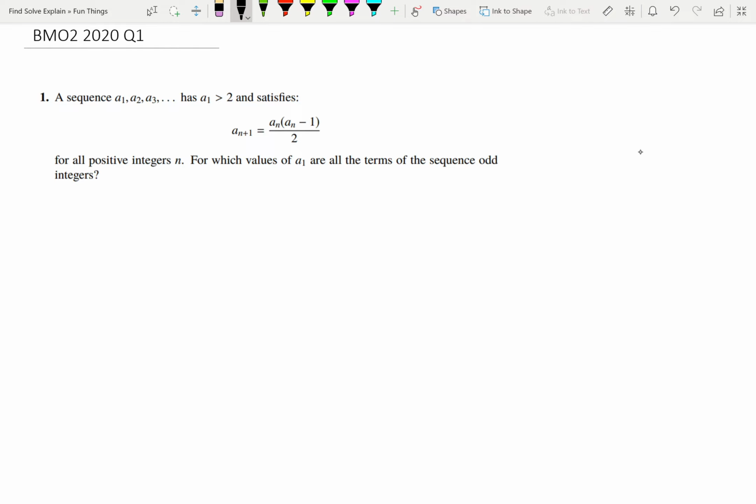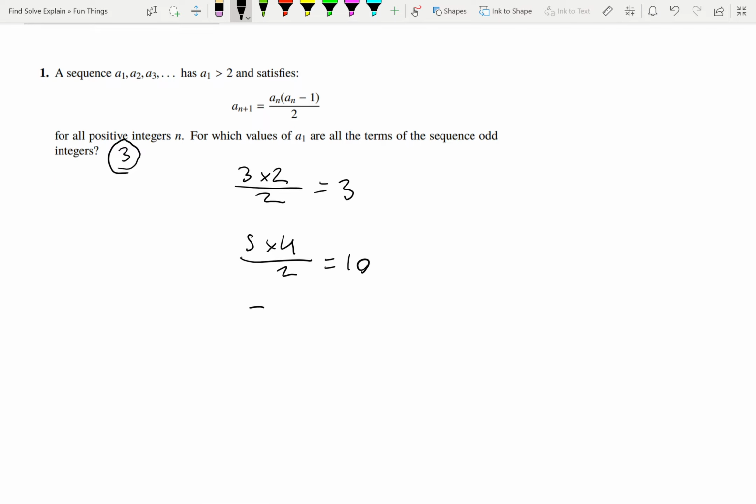I started this problem out by trying small examples. In particular, 3 is the smallest positive integer greater than 2. It's fairly simple, because 3 times (3 minus 1, which is 2) divided by 2 is equal to 3. So we already have our first solution. However, as we try larger examples, it seems more and more difficult. This is because we always end up getting an even integer at certain points in the sequence.